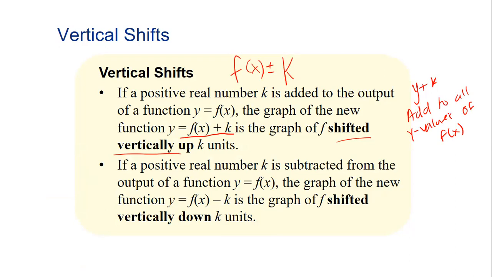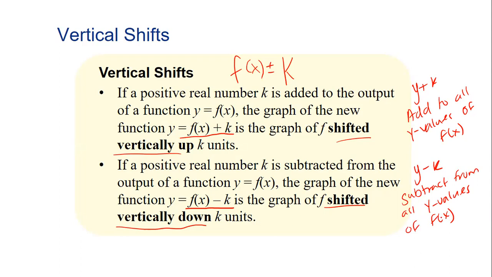Add to all y values of f of x. Okay. Now, if we are subtracting our k, so if y equals f of x minus k, the graph is going to be shifted vertically down. In order to vertically shift the graph, what are we doing mathematically? Well, we are y minus k. So we are going to subtract from all y values. Okay, I'll give you a moment. Once you see it in action, you will see that it's not terrible.